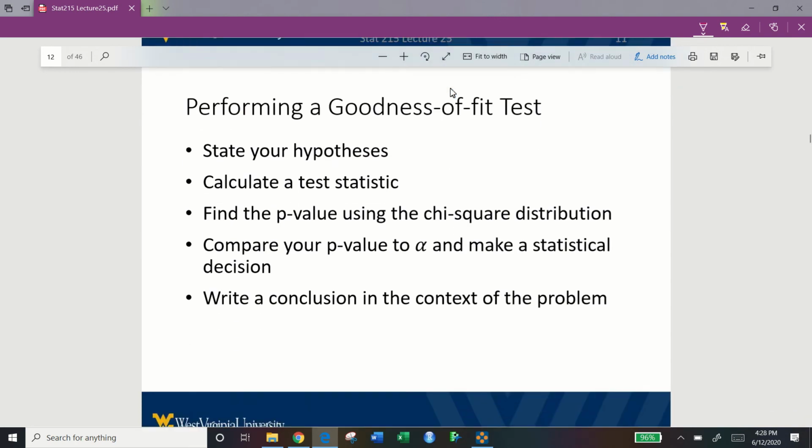Now let's talk about the process of performing a goodness of fit test. First, we'll state our hypothesis. Second, we will calculate our test statistic. Then we will find the p-value using the chi-square distribution. Finally, we'll compare our p-value to an alpha, make a statistical decision, and write our conclusion in the context of the problem.